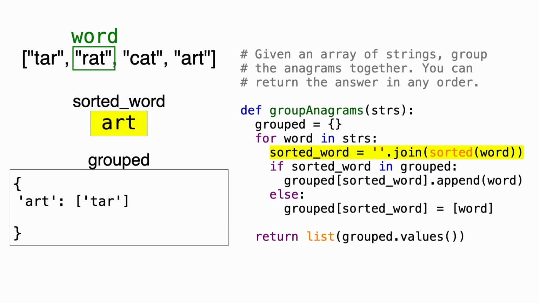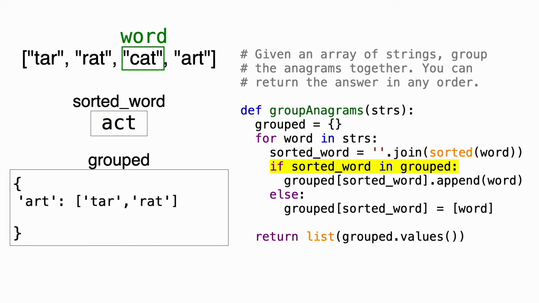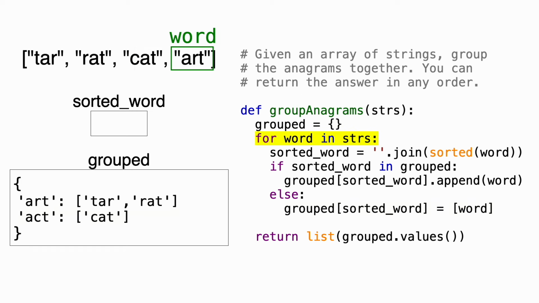Again, we'll sort the characters of this string, and it turns out to also be art. Now when we check this condition, we see that art is a key in the dictionary, so we can simply append the string rat to the existing list that corresponds to the key of art. The next word is cat, which becomes act when sorted. Act is not a key in the dictionary, so let's create that key and initialize its value to a list with the string cat. Finally, the last word is art, which is already in sorted order. Art is a key in the dictionary, so let's append art to this list as well.